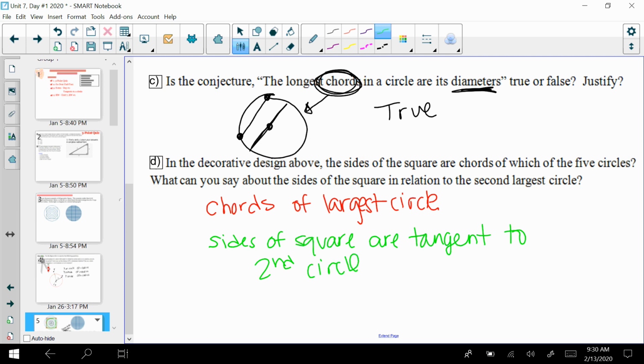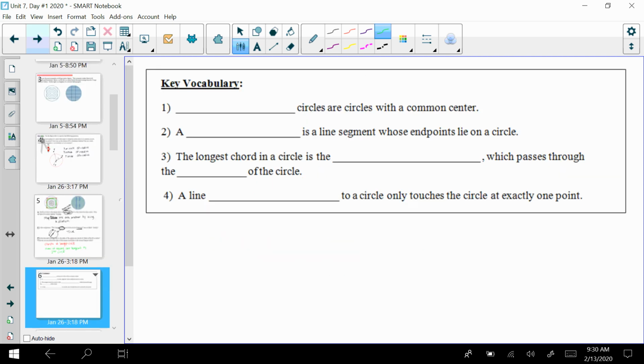Okay, so basically right now we just have tons of vocab that we just did. I want you to pause the video and see if you can fill these in on your own, but I'm going to fill them in. So blank circles are circles with a common center. That's called concentric.